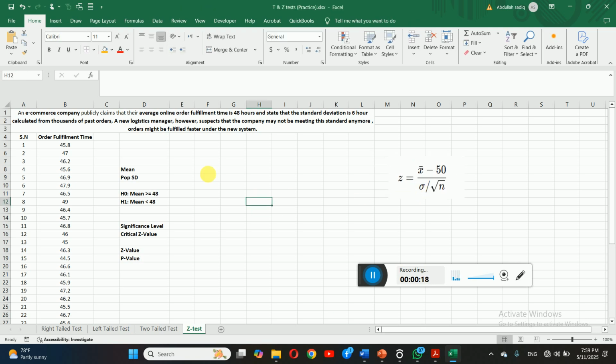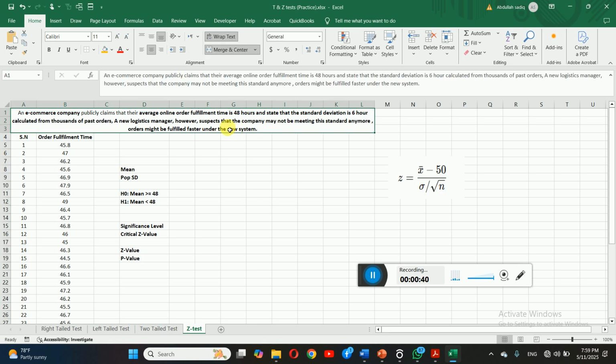Okay, in our scenario, we have an e-commerce company that publicly claims that their average online order fulfillment time is 48 hours, and that the standard deviation is 6 hours, calculated from thousands of past orders. A new logistics manager, however, suspects that the company may not be meeting this standard anymore. Orders might be fulfilled faster under the new system.